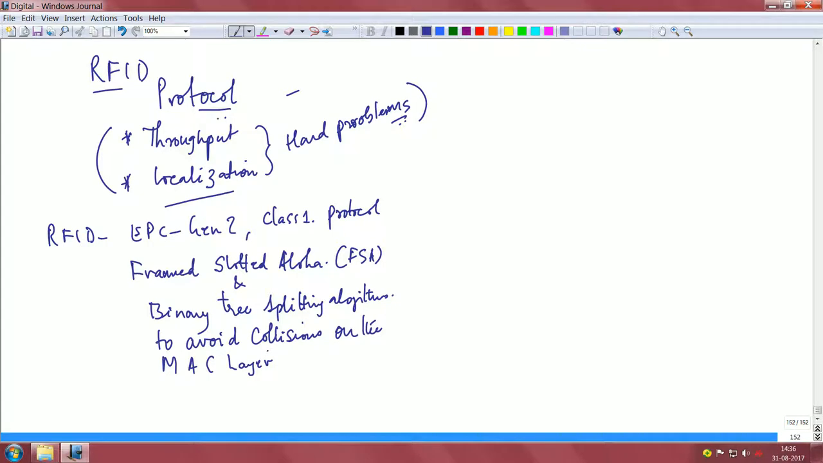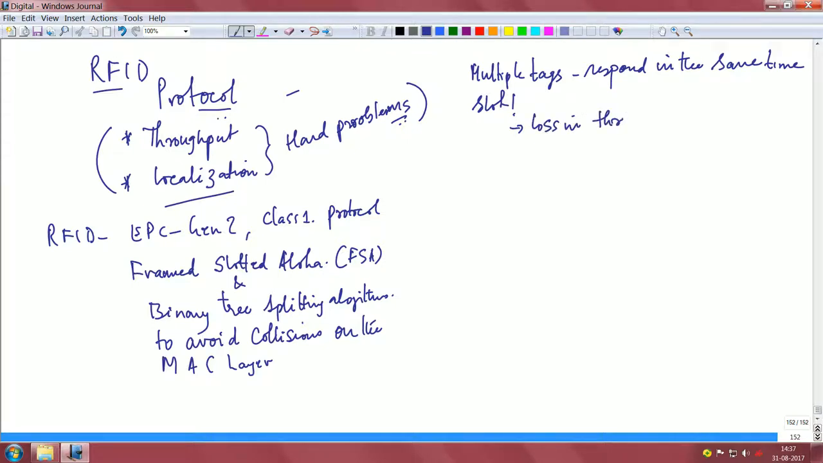And why does this happen? This happens when multiple tags respond in the same slot. That is the problem. Two tags, if they respond in the same time slot, what will happen? The data signal that arrives at the reader is a mixture of both. The reader does not know how to decode it and therefore has to discard the data coming from both tags, because it just cannot make out anything, everything is garbled, right? Essentially, this is a loss in throughput, right?